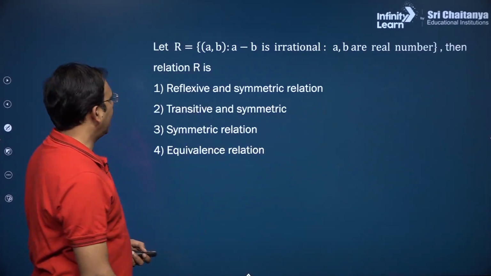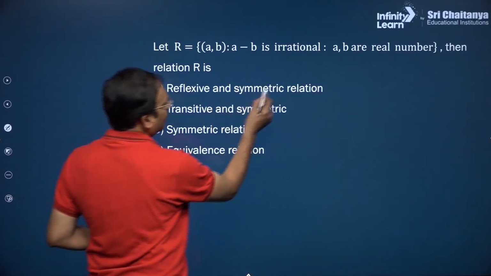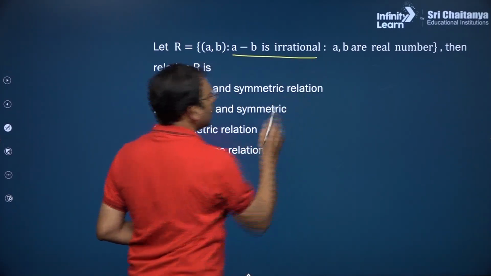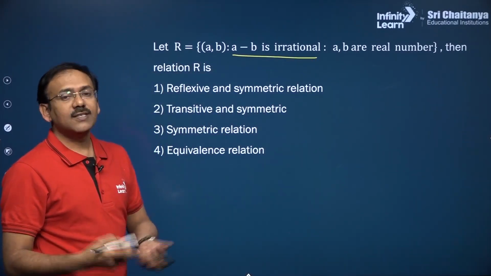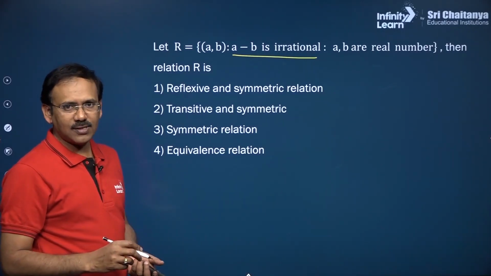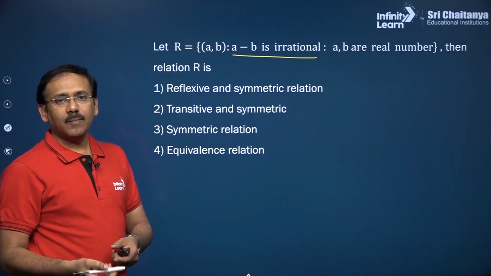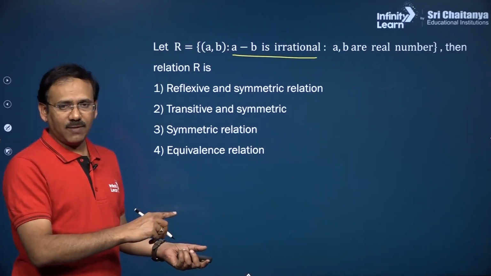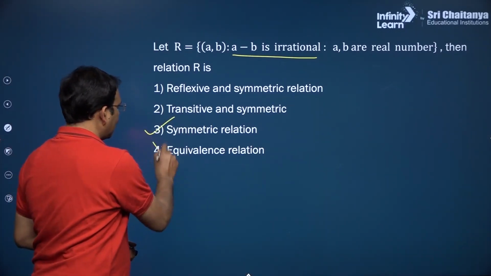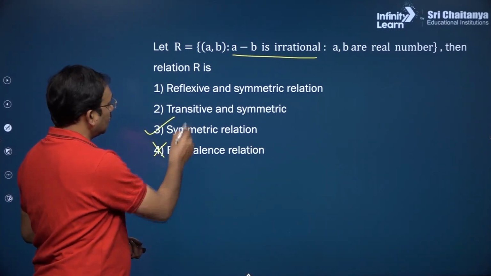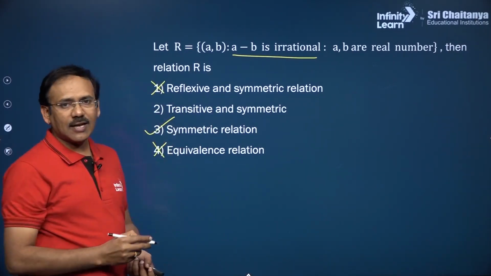That's it. Next, you see the relation given: A, B are real numbers such that A minus B is irrational. It is not reflexive because A minus A is 0, which is a rational number. Reflexive fails, and symmetry is fine. If A minus B is irrational, B minus A is just the negative of the previous, which is irrational. Symmetry is fine. Equivalence is wrong. Transitive and symmetric is also wrong. So check the transitivity.